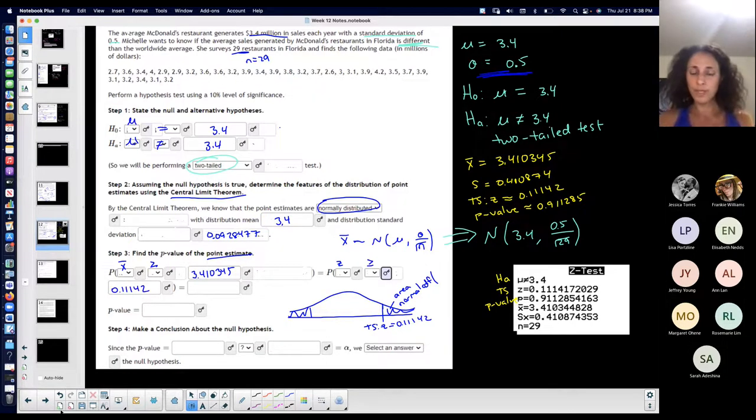0.11142. Now again, this notation is saying probability that blah. So this last thing that I input is that area, because probability is area. But I'm only finding the area in the right tail because normal CDF can only do one area at a time.